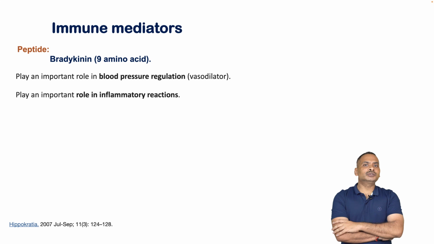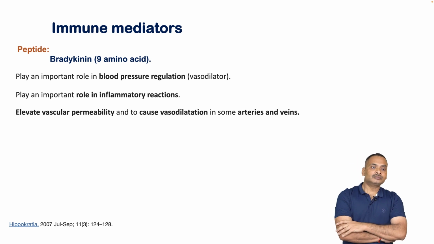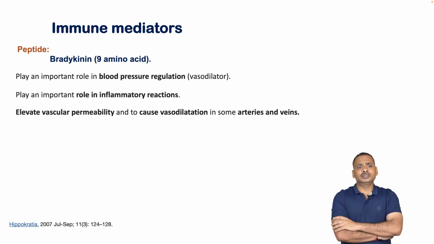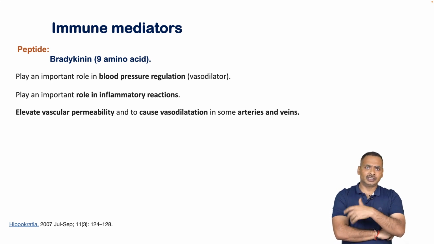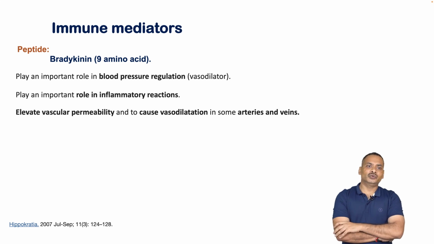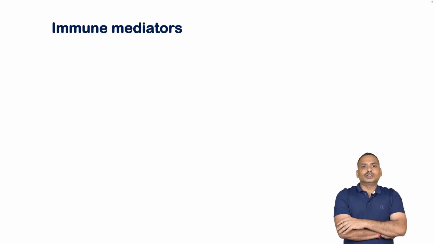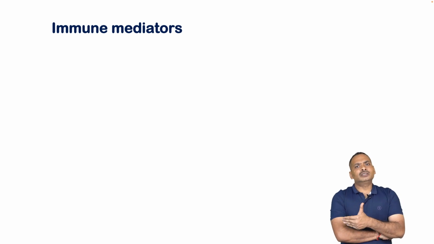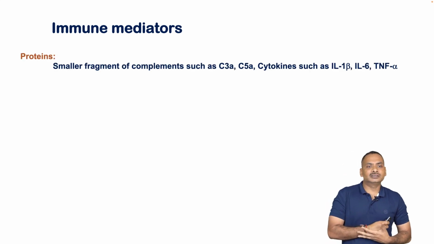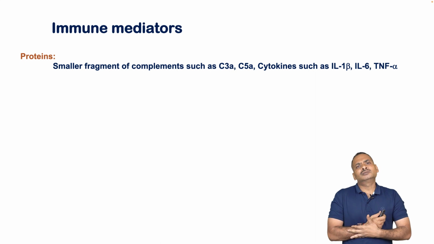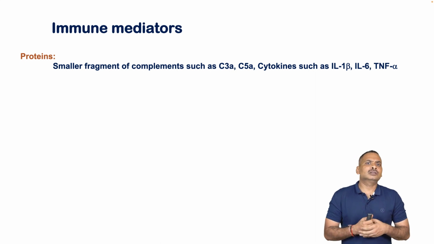It also plays an important role in inflammatory reactions. Okay. And you know that inflammation is very important. It elevates the vascular permeability, and causes vasodilation in some arteries and veins. Okay. So these are some very important non-conventional immune mediators, and now I will just put some light on the proteins.